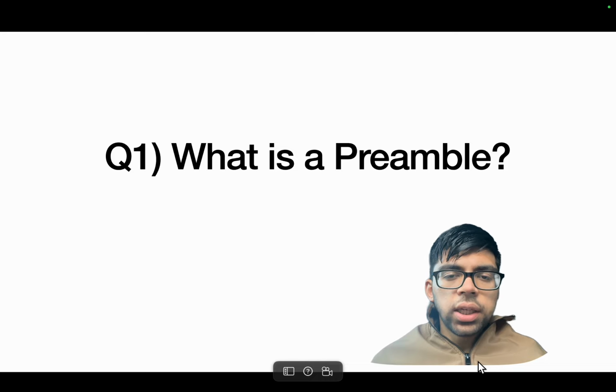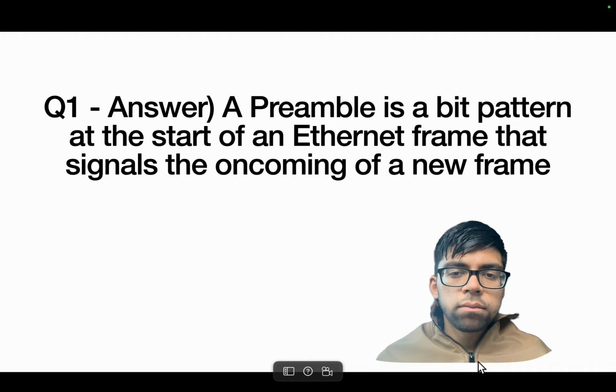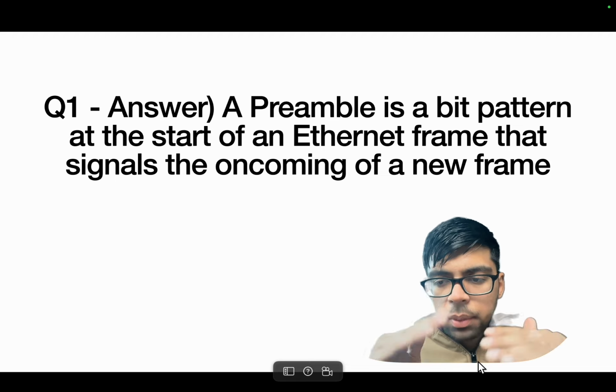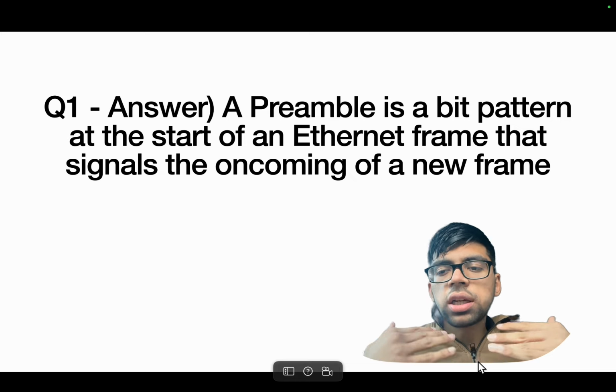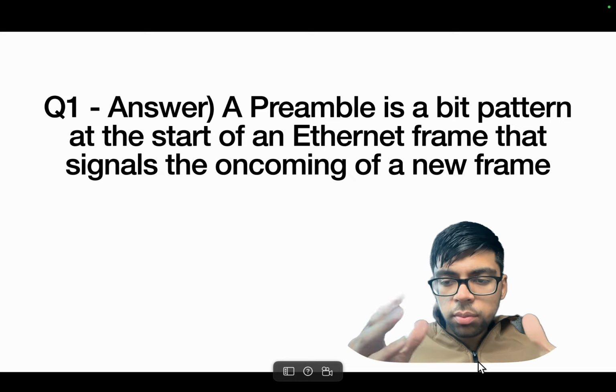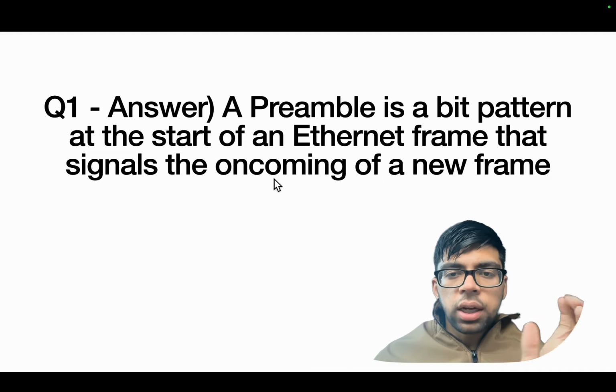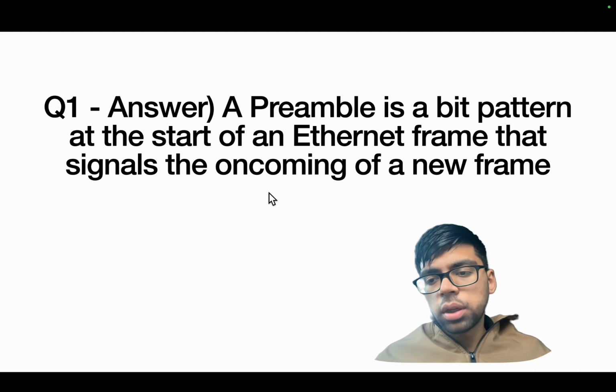Okay, and the answer is, a preamble is a bit pattern. It appears at the start of an Ethernet frame and is basically signaling, indicating that a frame is about to come. It's giving the heads up that a frame is about to come. So it's a bit pattern at the start of an Ethernet frame that signals the oncoming of a new frame.